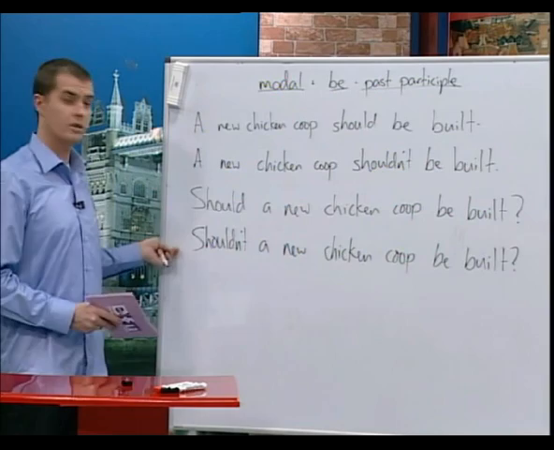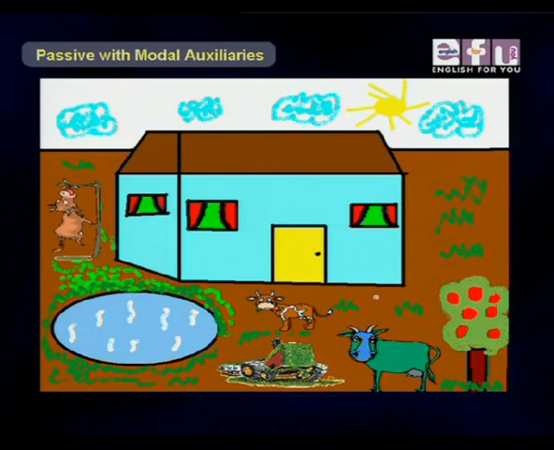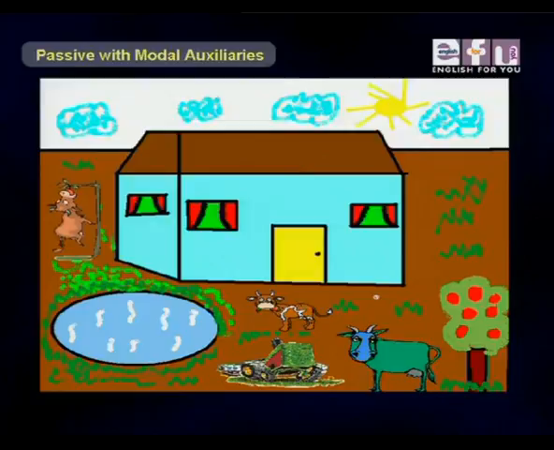Let's practice. Have a look at this picture. What do you think about this farm, Lewis? I think the cows should be fed. They are waiting. Very good. Monica, what do you think? I think the pond could be filled. It's almost empty. I agree. Rosa, what do you think? I think a new tractor should be bought. That tractor looks very bad. Great answers, everyone. Thank you very much.